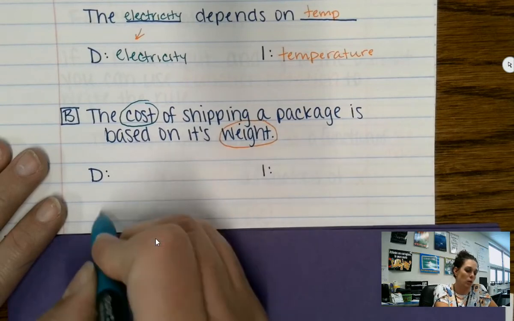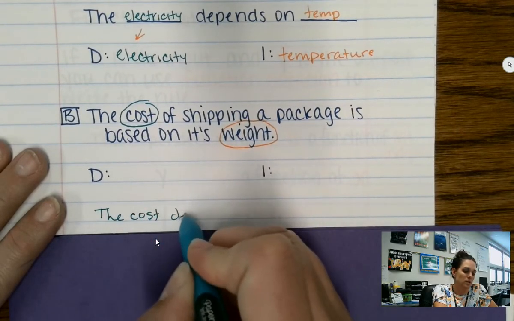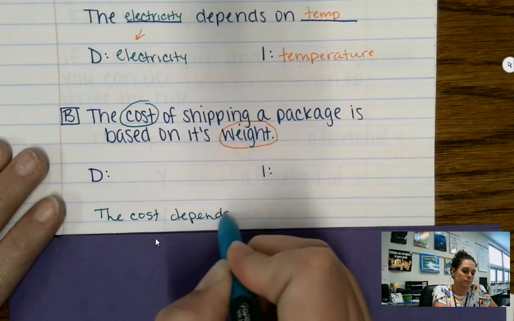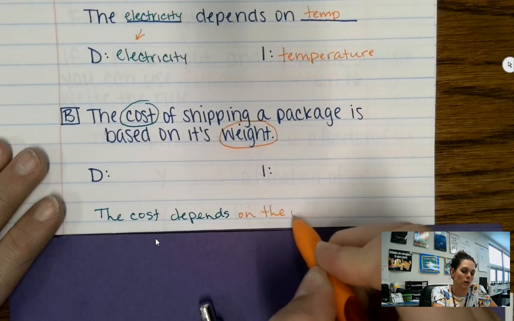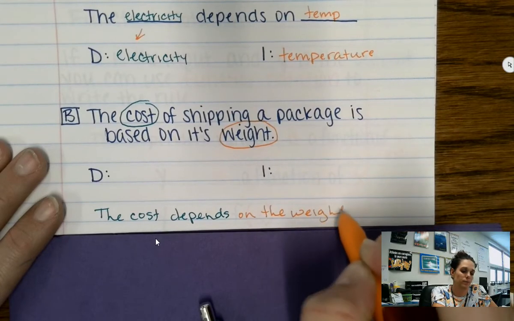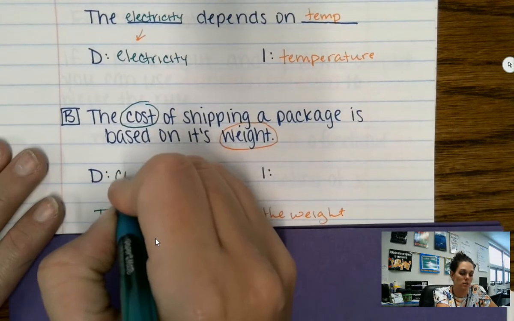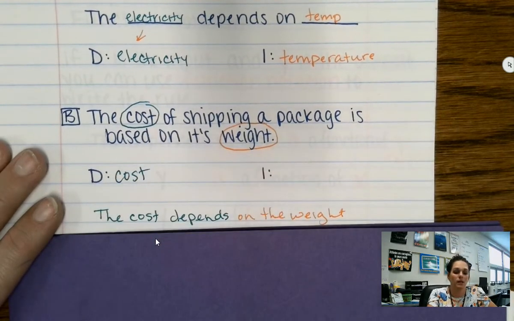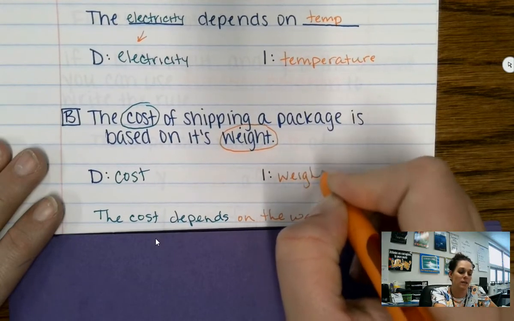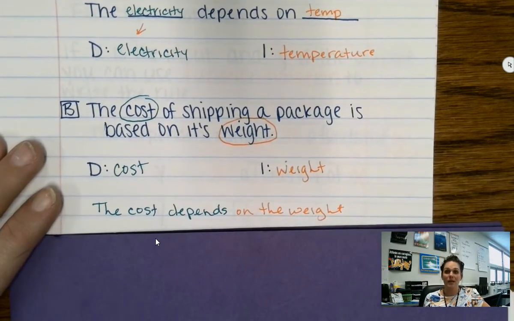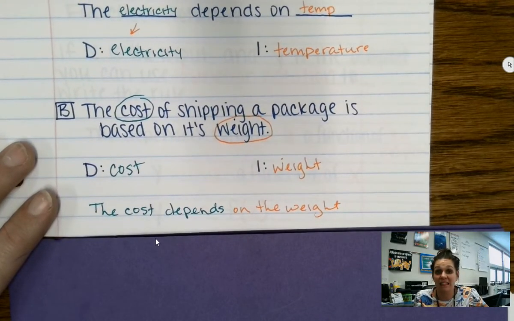Well, we would note the cost depends on the weight, which means cost is the dependent, and it depends on that independent weight. Because I can have any weights. That's what makes it independent. It does not rely on anything else.